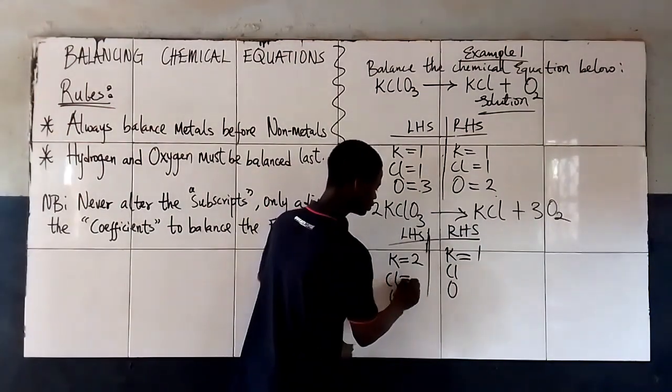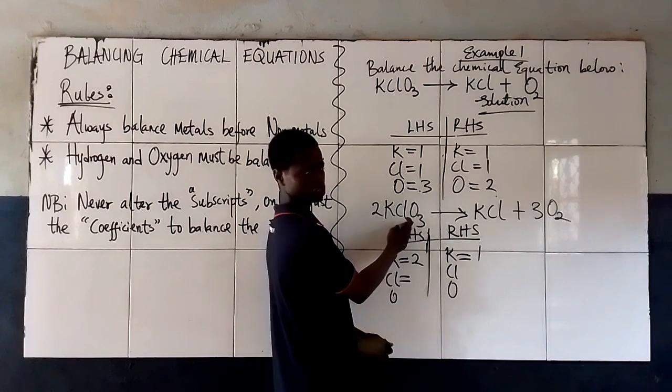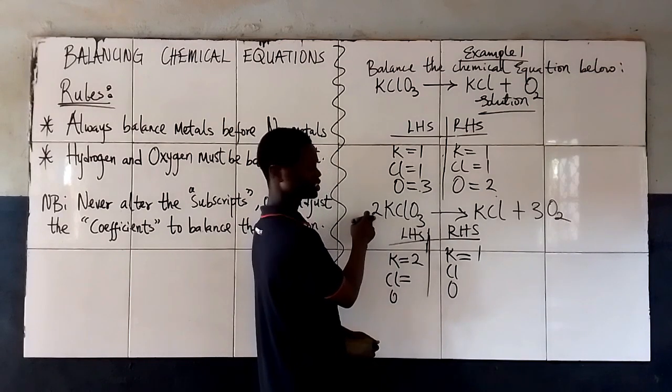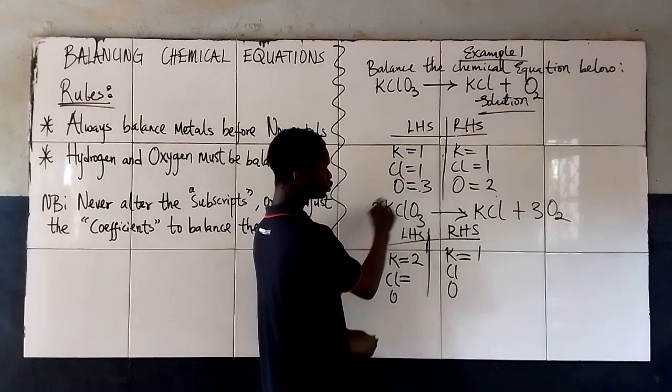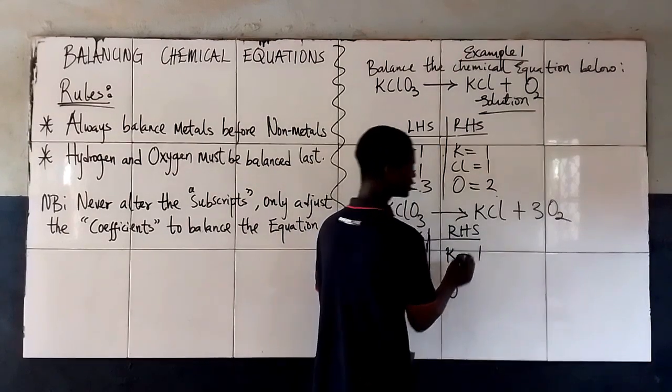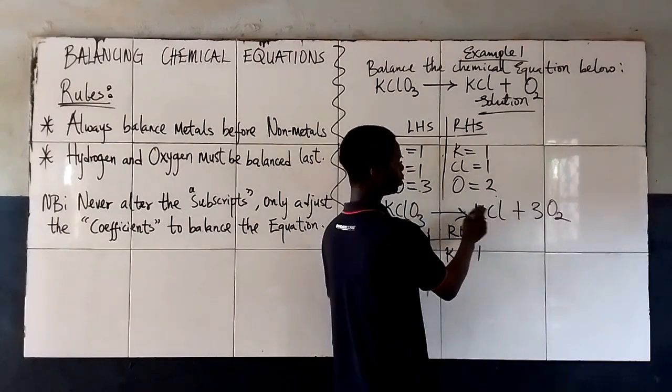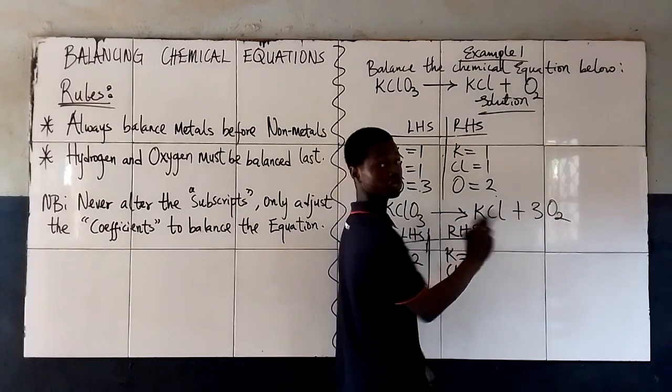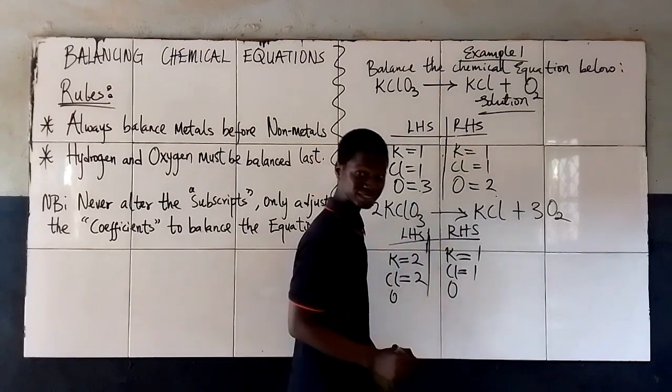Potassium. Then on this side, is there a subscript for the chlorine? No. But there is a coefficient in front of the whole compound? Yes. So it will be 2 atoms of what? Chlorine. Are you seeing that? Then looking at this side, is there a subscript for the chlorine? No. Is there a number to affect the number of chlorine? No. So it's just 1.